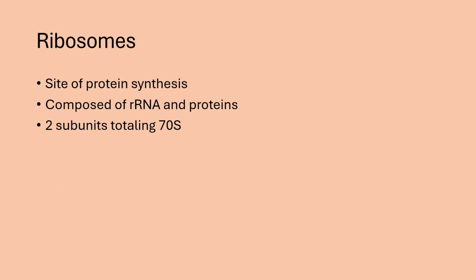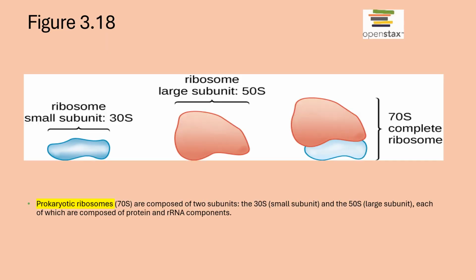The ribosomes are the site of where protein synthesis will occur. Ribosomes are made up of a special type of RNA called ribosomal RNA, which we abbreviate as rRNA, and proteins. There are 2 subunits, and they total 70S. So during protein synthesis, these 2 subunits, a small one and a larger one, will come together. Yes, I know these numbers do not add up. Don't worry about that. Like I say, it has to do with a weight measurement. But for prokaryotic cells, it's going to be 70S.